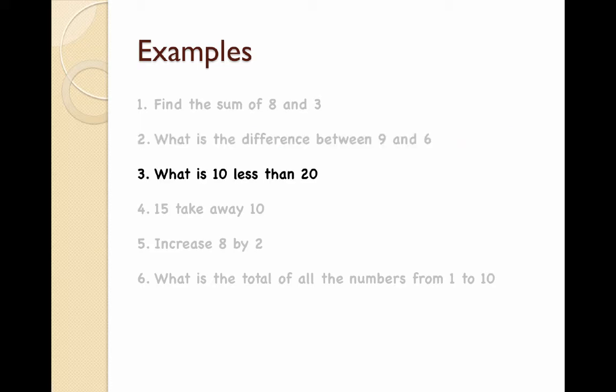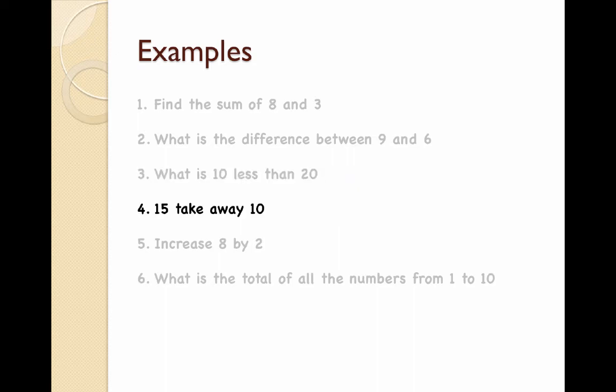Next question, what is 10 less than 20? Again, less than is the key word here. Now if I was to write 10 take away 20, that would be incorrect. I would need to write 20 take away 10 because this 10 needs to be taken away from the 20. It needs to be less than that 20, not the other way around. It's not 20 less than 10. And the answer, of course, after you do 20 take away 10, is just 10.